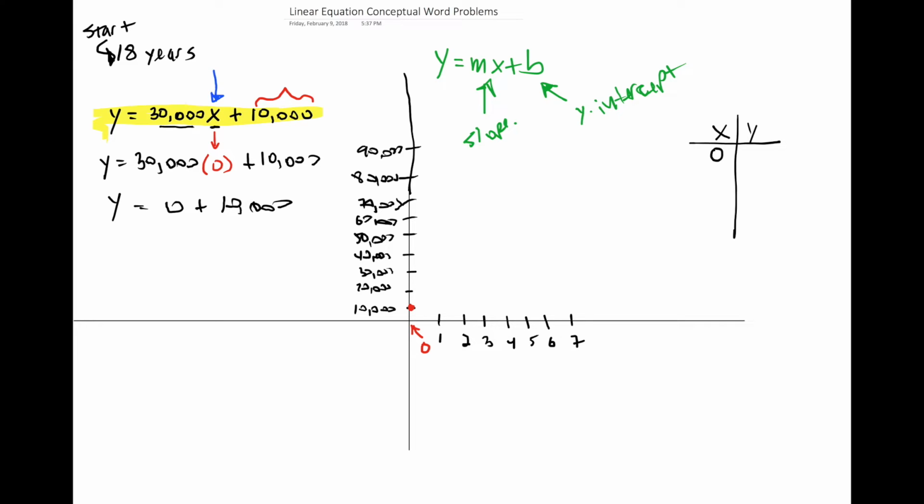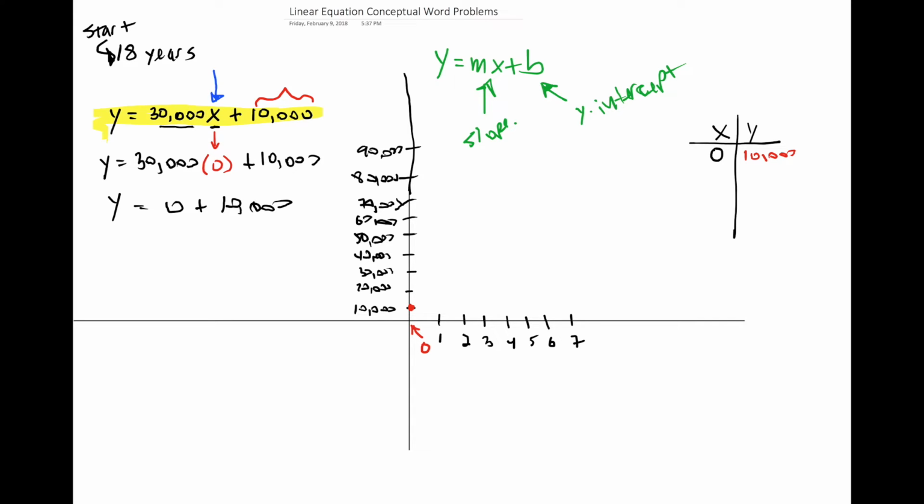So I could have asked you, well, how much did you make from the very beginning? And your answer should have been 10,000 because the very beginning means that x is 0, which means the very beginning means what is y when x is 0? And that's exactly what the y-intercept is. So when x is 0 is right here. Y is 10,000. So we have 10,000.